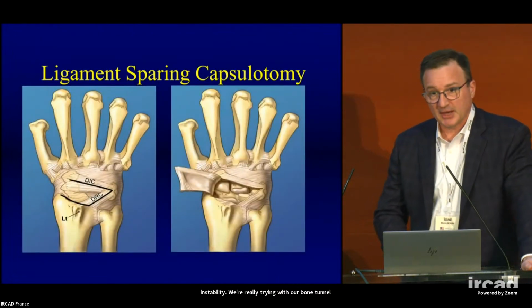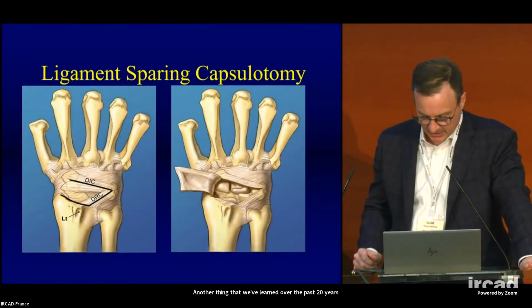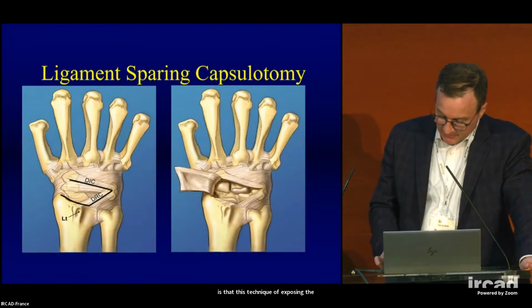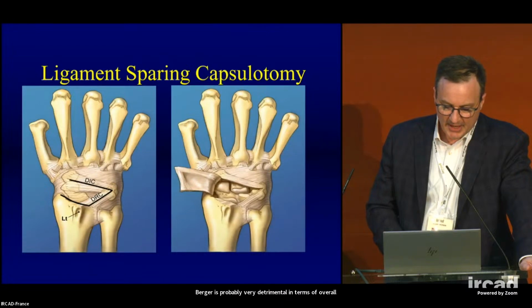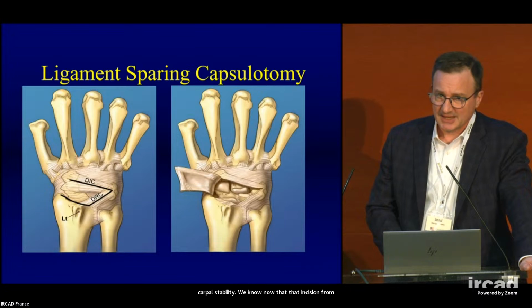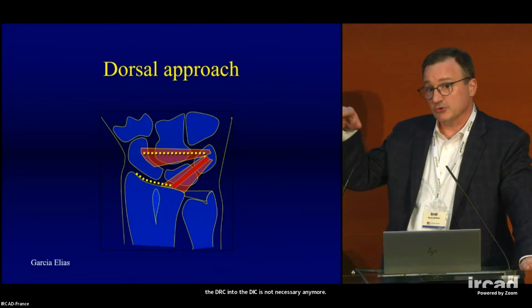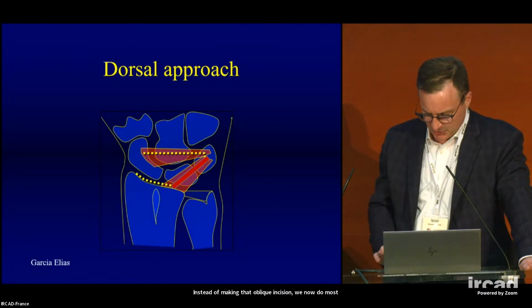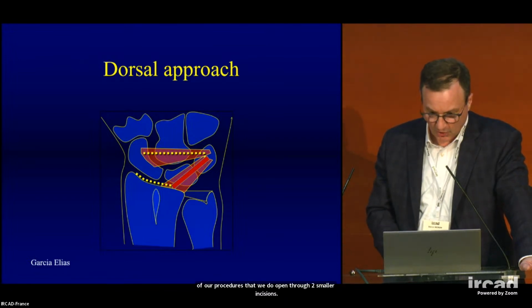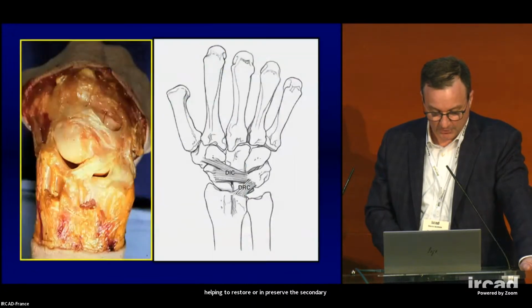Another thing that we've learned over the past 20 years is that this technique of exposing the carpus, as was taught to us by Dr. Berger, is probably very detrimental in terms of overall carpal stability. We know now that that incision from the DRC into the DIC is not necessary anymore. Instead of making that oblique incision, we now do most of our open procedures through two smaller incisions. This was shown by Dr. Wolf as well as Dr. Ross, and helps to restore or preserve the secondary stabilizers of the carpus.